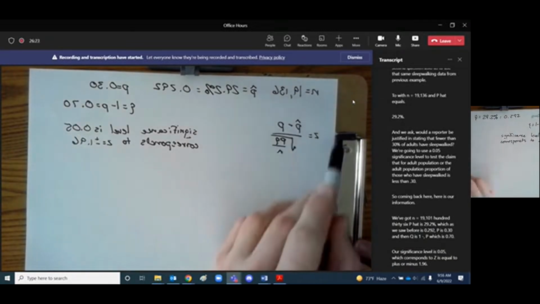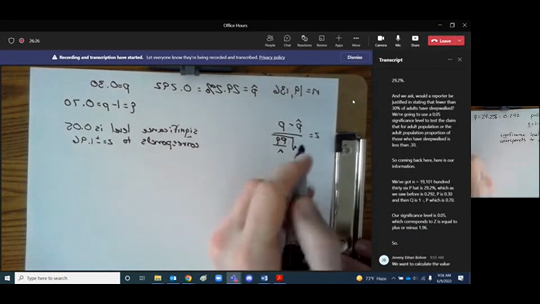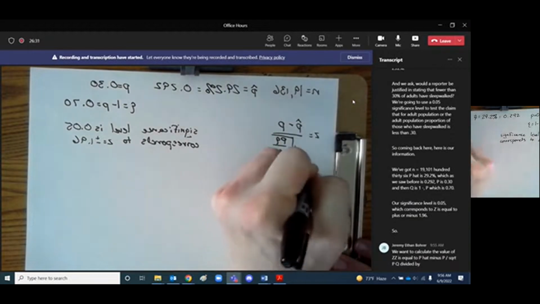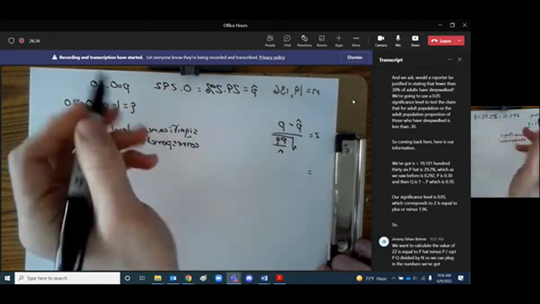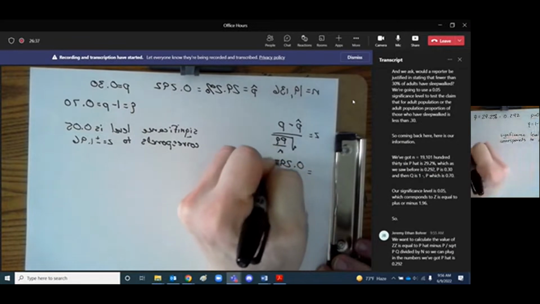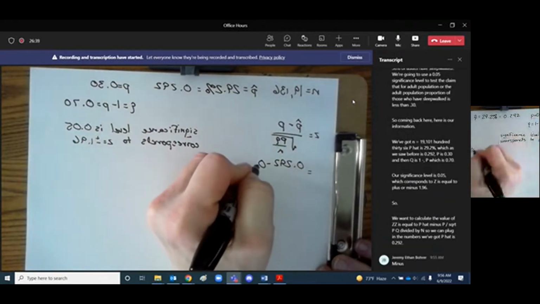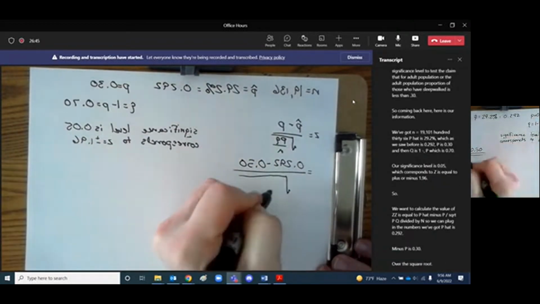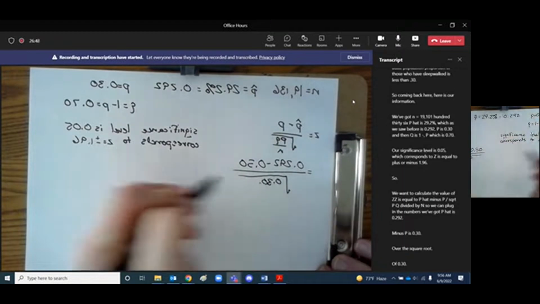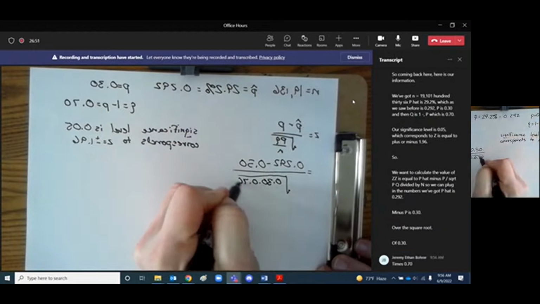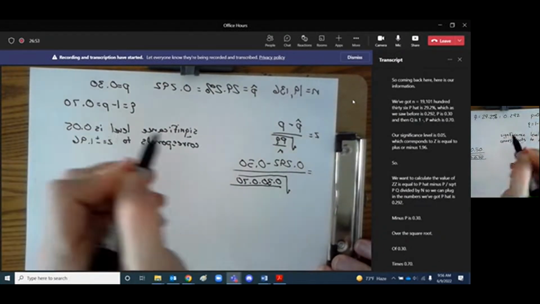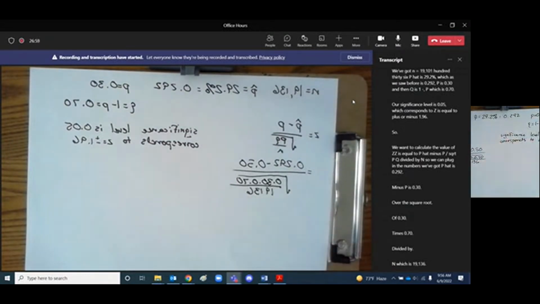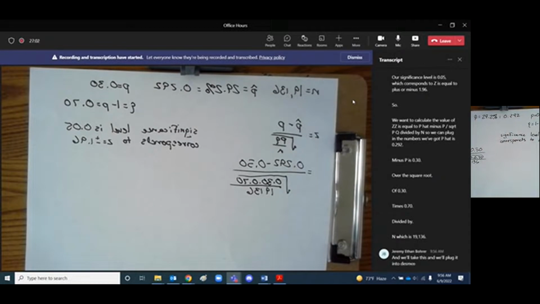So we want to calculate the value of Z. Z is equal to p hat minus p over the square root of pq divided by n. So we can plug in the numbers we've got. P hat is 0.292, minus p, which is 0.30, over the square root of 0.30 times 0.70 divided by n, which is 19,136. And we'll take this and plug it into Desmos, the choice of a new generation.